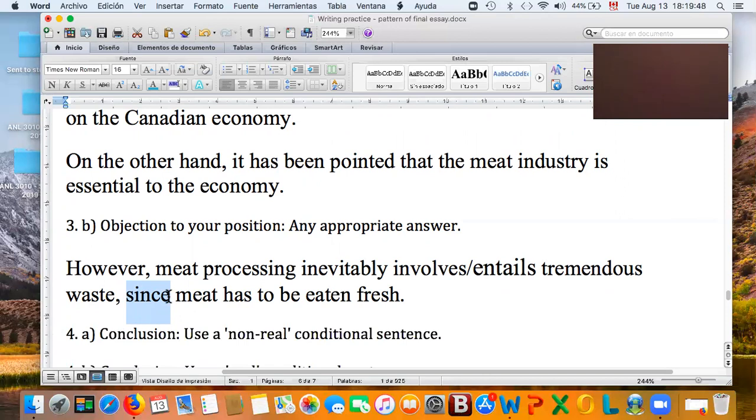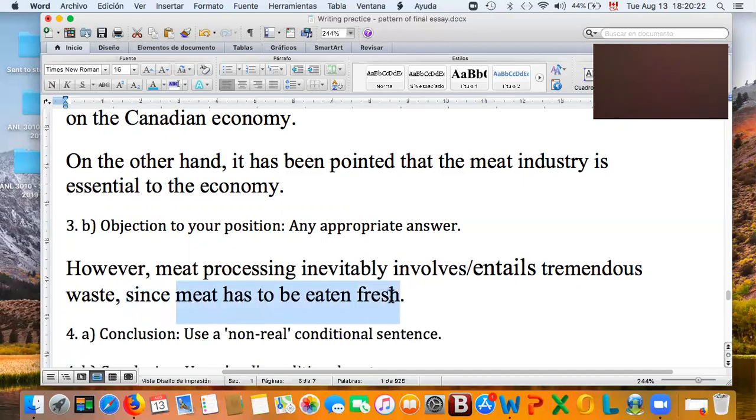Due to the fact introduces the cause, okay. Since also introduces the cause. I prefer since because it's just one word, and because it has the connotation of explaining. It's not just saying X happened because of Y. It's saying something like, X happened, and here's how you can understand why it happened. Here's the explanation of how it happened. Here's the background of how it happened.